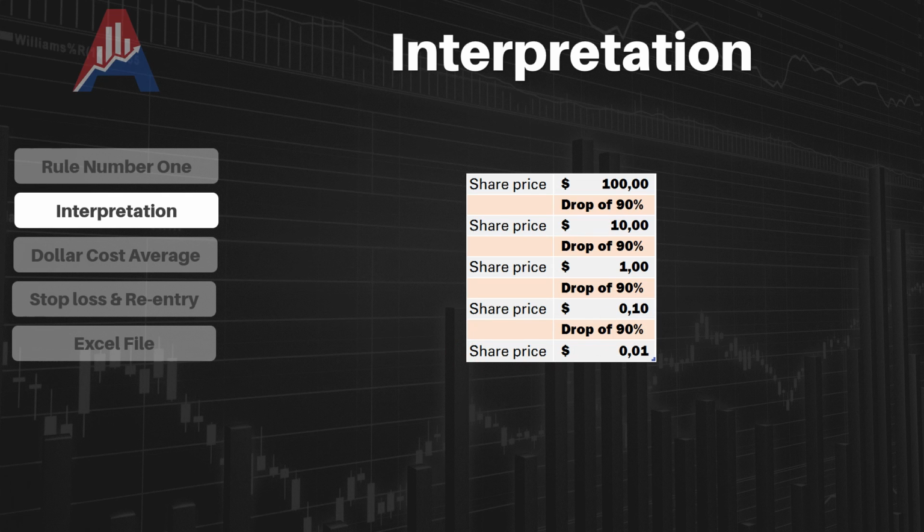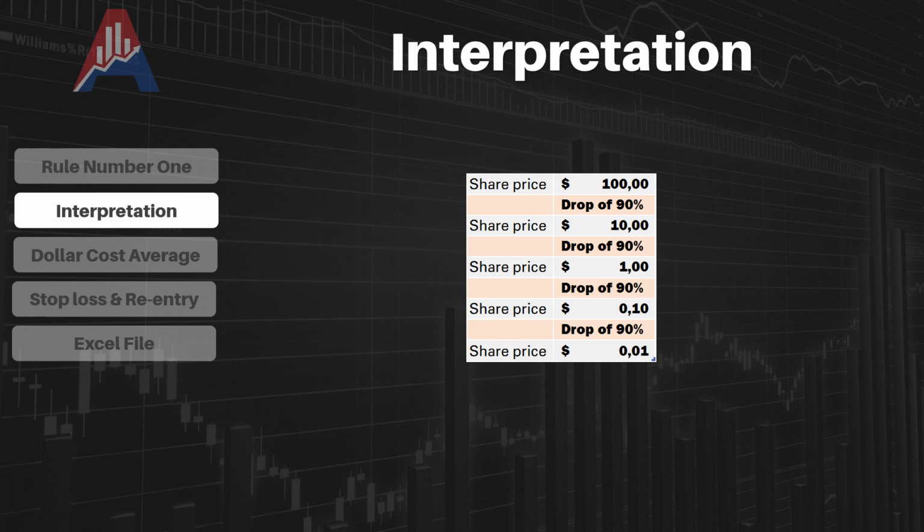So the bottom of any share price is zero. If a company goes bankrupt, it doesn't have any value. And that is something you should always keep in mind. And just because a share price is 10 cents, yeah, you can still lose all your money. You can still lose 90% of your money.